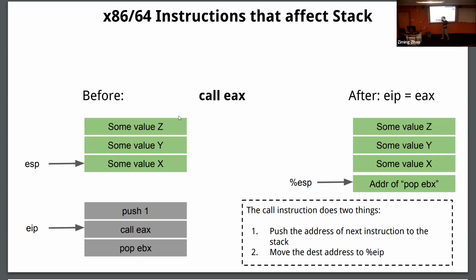So the EIP, after this instruction, will not go sequentially to here. You will have the value of EAX. Okay. So that is how we make a function call.